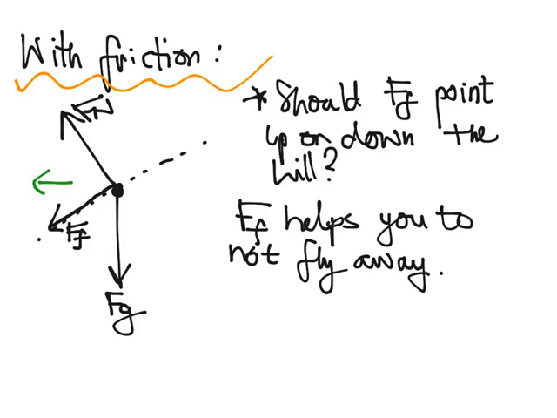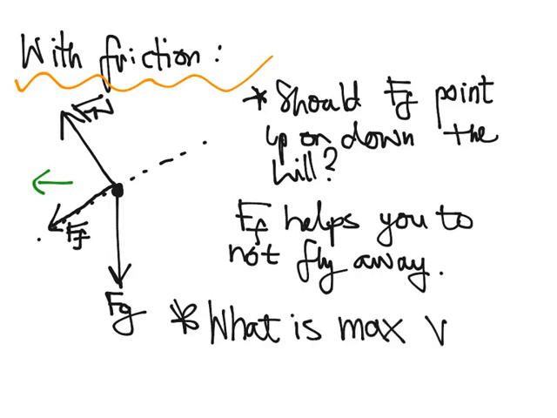Okay, so the next thing I want to do is I want you, using this force body diagram, to try to find what is the maximum Vt if you have friction. And let's say we have a coefficient of static friction mu, and you still are going around a banked curve.